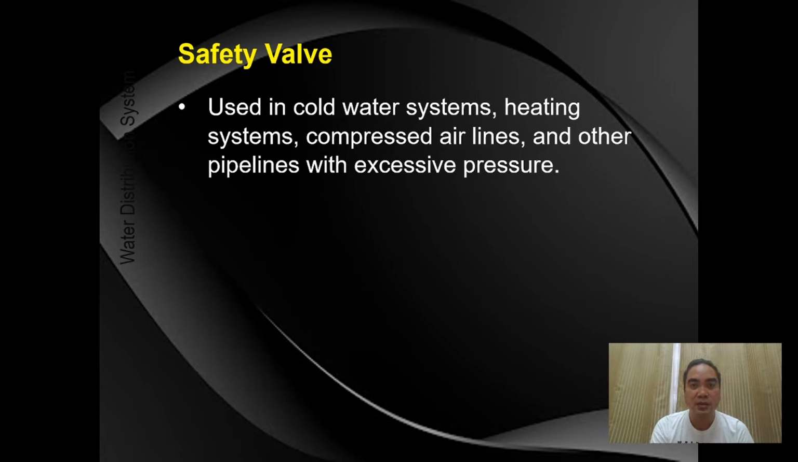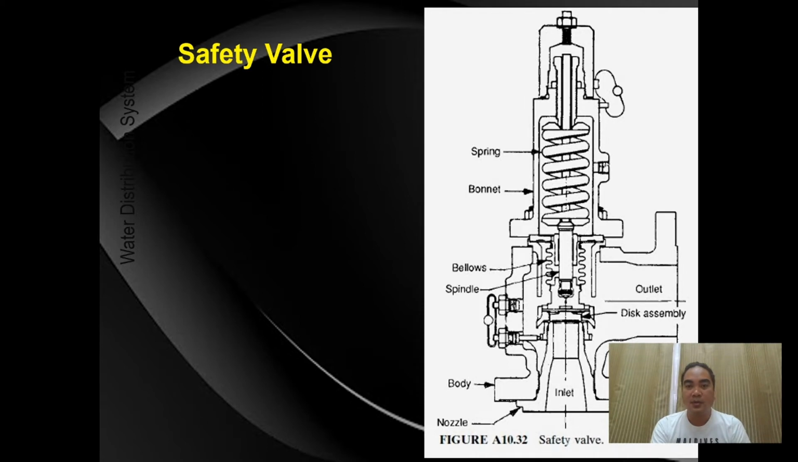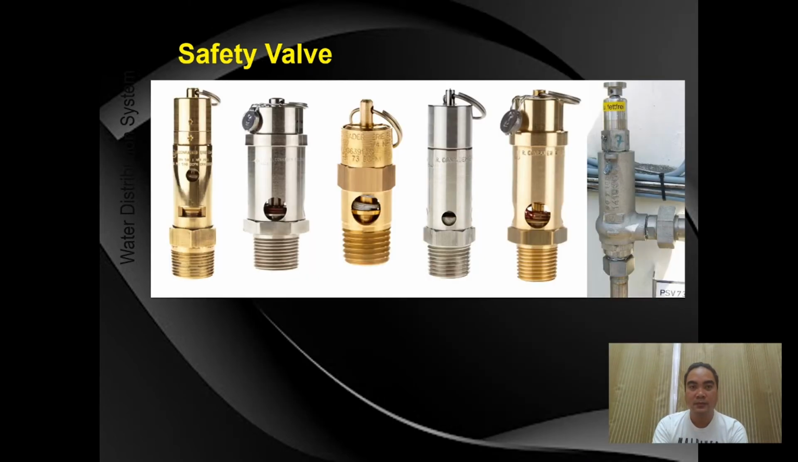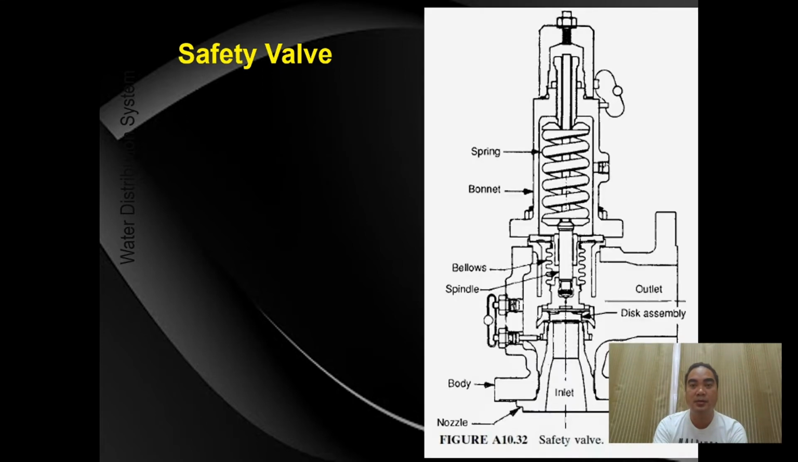Safety valve, used in a cold water system, heating system, compressed air lines, and other pipelines with excessive pressure. This safety valve has a spring, bonnet, bellows, spindle, body, nozzle, inlet, and outlet. Those are the parts of the safety valve. It's automatic, it releases pressure, by definition.